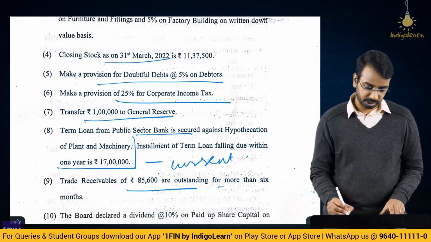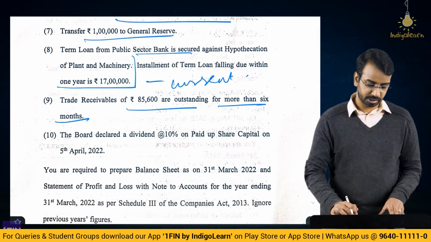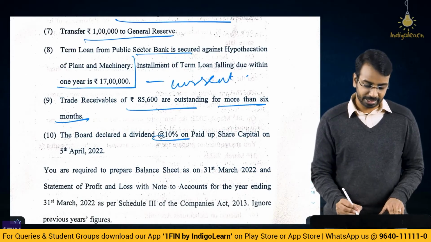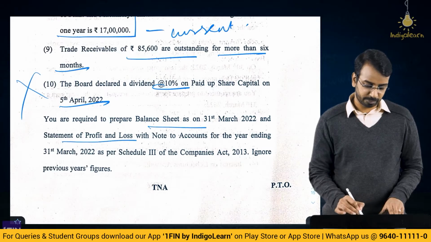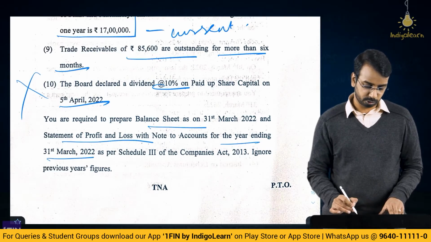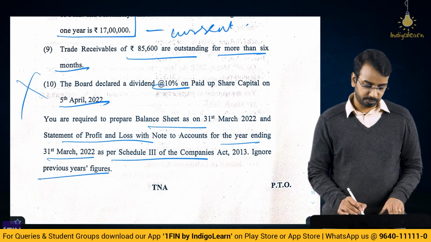Then trade receivables are outstanding for more than 6 months. You have to showcase it, you have to disclose it separately. Declare dividend on 5th of April. This you will not consider. You are required to prepare balance sheet and statement of profit and loss for year ending 31st March of 22 as per Schedule 3, ignore previous year's figure, right?